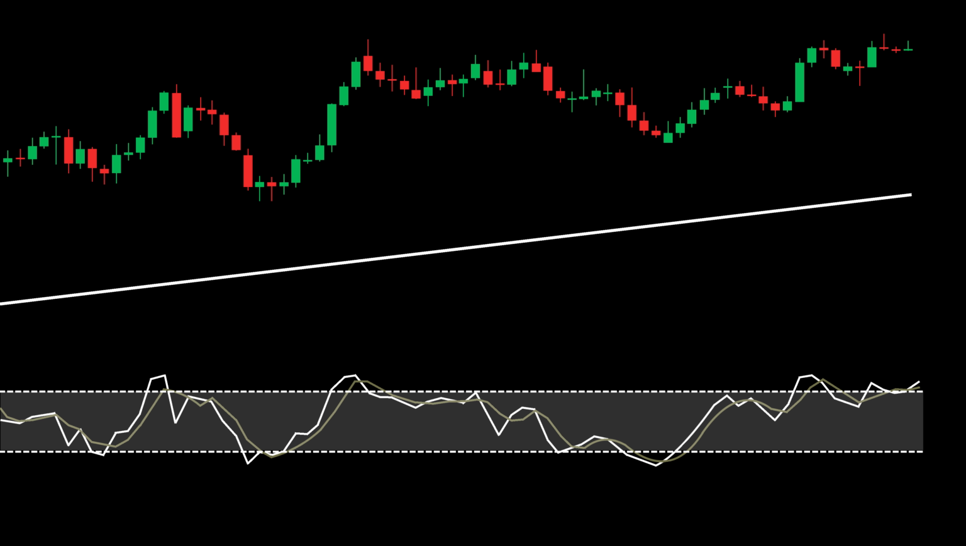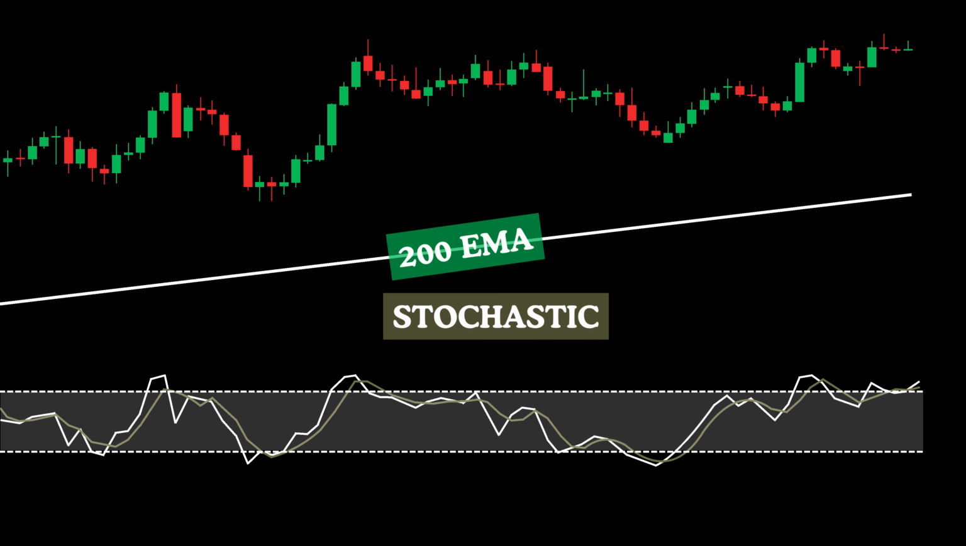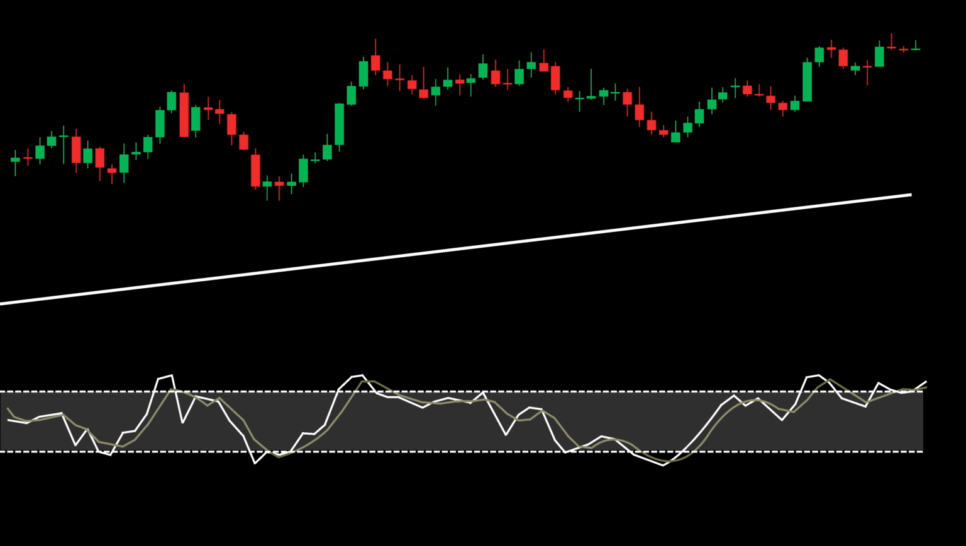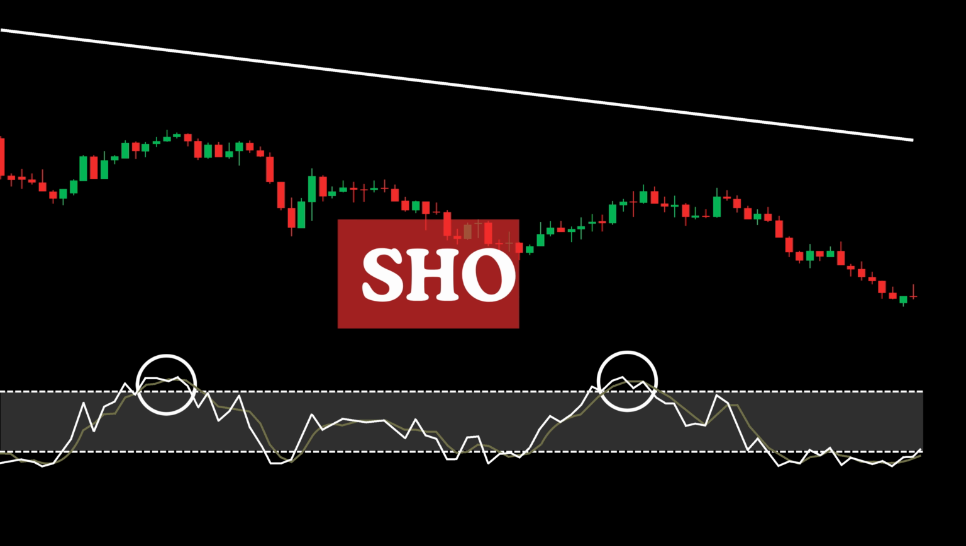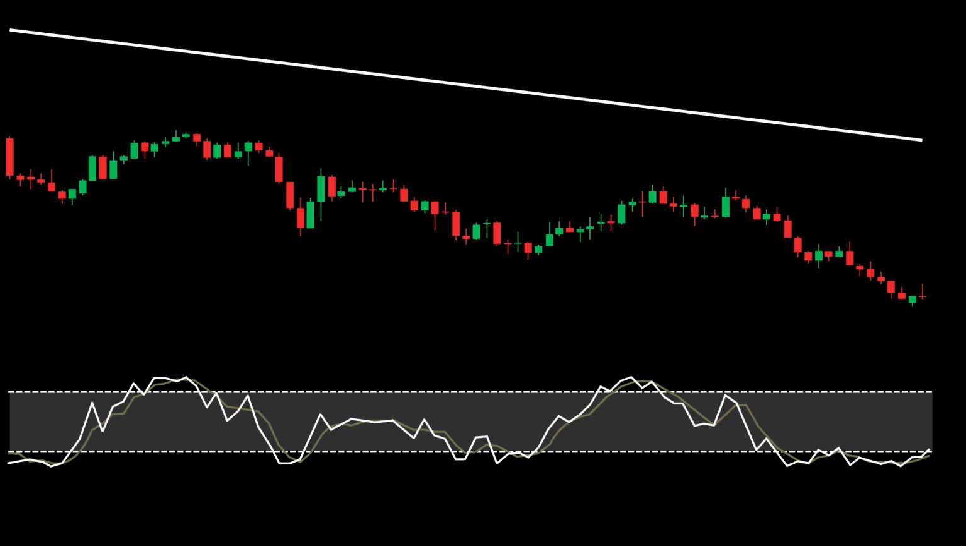First, combine the 200 EMA with stochastic to trade in the direction of the trend. If the price is above the 200 EMA and stochastic is oversold, we look to buy. If the price is below the 200 EMA and stochastic is overbought, we look to short. However, trades shouldn't be executed solely based on oversold or overbought levels. We need confirmation. Wait until the indicator crosses the oversold or overbought threshold and moves beyond it.